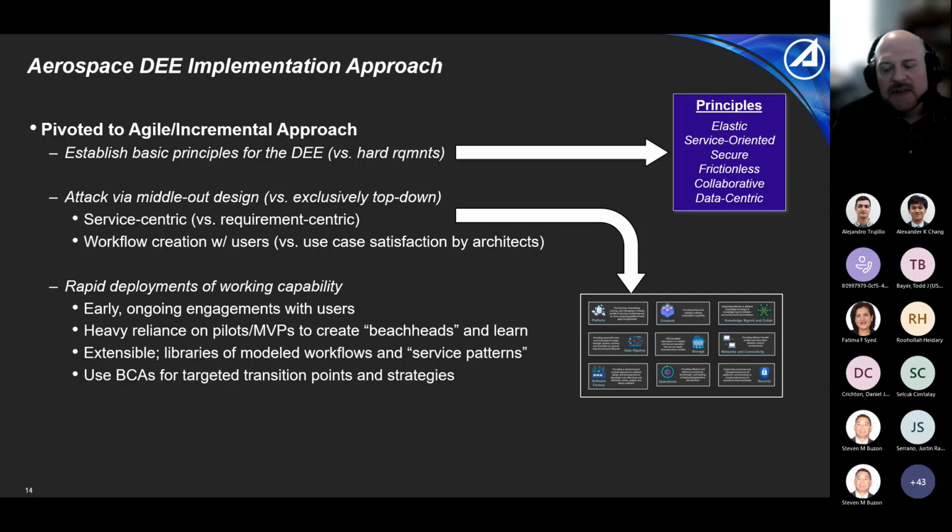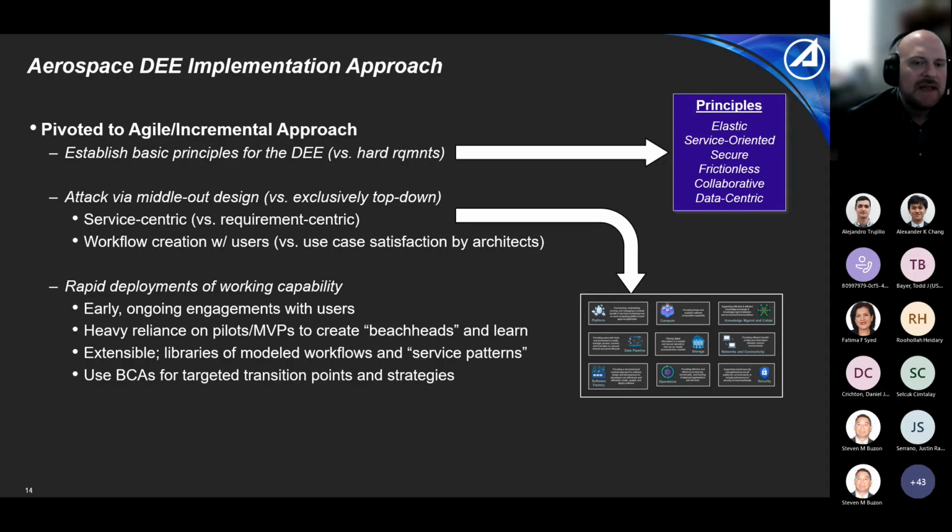Also, this idea of extensibility. We have a library that we've established that is going to comprise all of these different workflows and what we call service patterns. I'll talk more about them in the next few slides. They allow folks to access what they need more quickly and readily, and then make it sustainable, because what they do ends up building and growing the library for others. And then we're using business case analyses to help us target various transition points and the strategies for adoption as we move out.